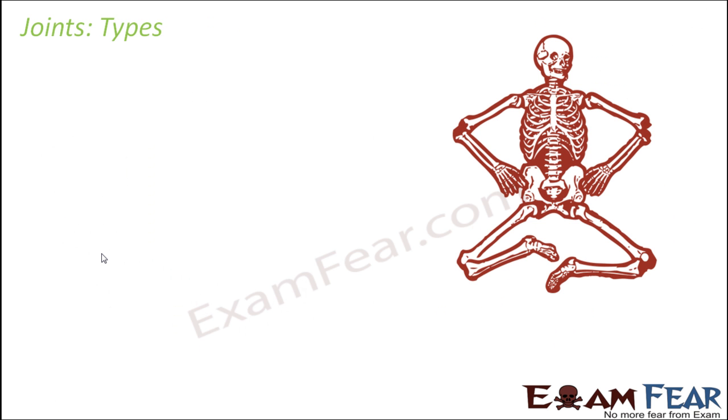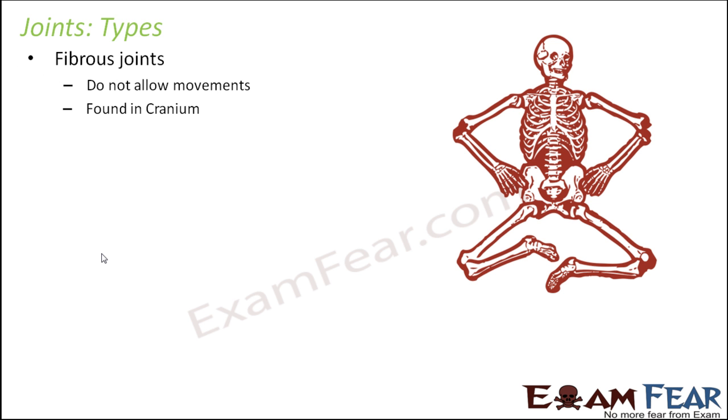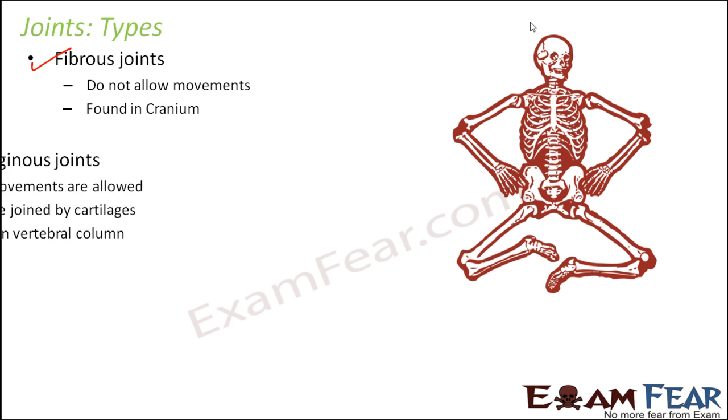So let us look at the various types of joints. Now joints are of three types. Fibrous joints. These joints do not allow any movements, and they are found in the cranium, that is in the skull. That is why you would have seen that the skull is not movable. You can move your neck, but you cannot move your skull. Your skull is hard and stiff. But in the skull also you saw, right, that the cranial bones are all connected to each other. So they are also connected to each other by joints, but they are all fibrous joints, and that is why they do not allow any movements.